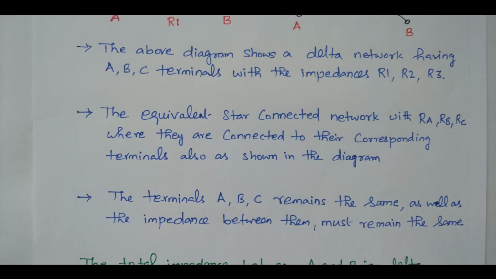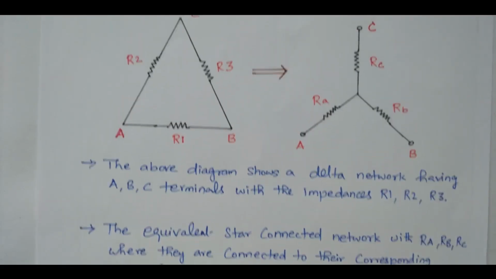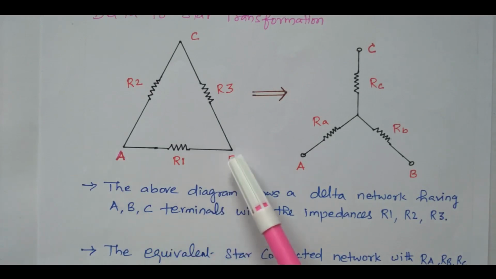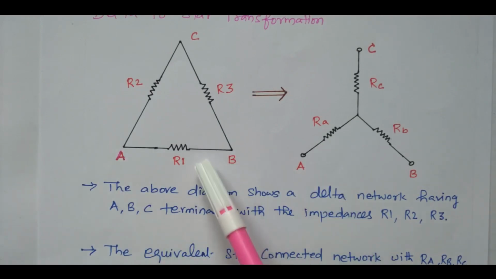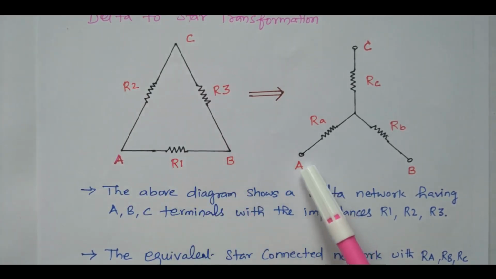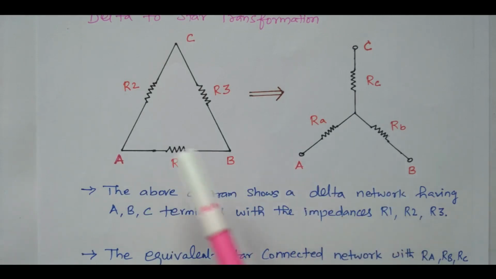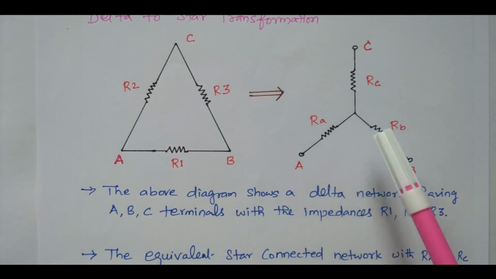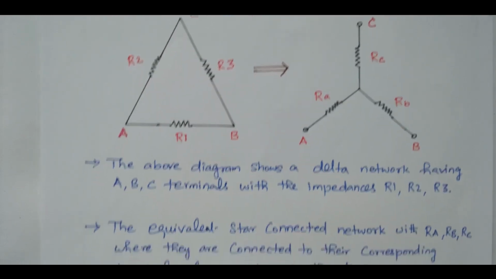That is, the impedance across the terminals. What is that impedance across the terminals? The impedance across AB in the delta connected network is equal to the impedance across AB in the star connected network also. That is, RAB in the delta network is equal to RAB in the star network, because the terminals remain the same. The impedance between these two terminals in both the delta and star connected networks is equal. Based on that, we can go for a transformation. Now we'll start the derivation.